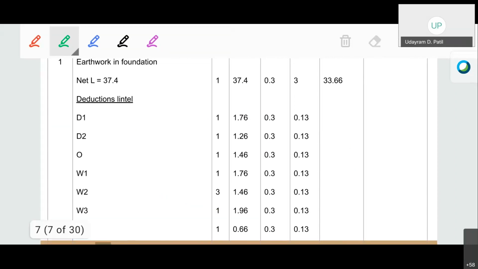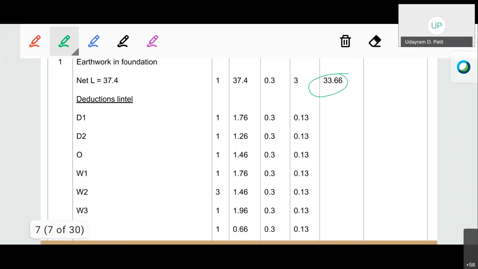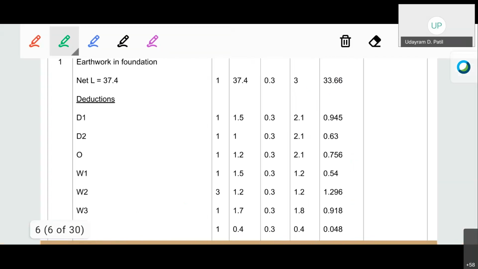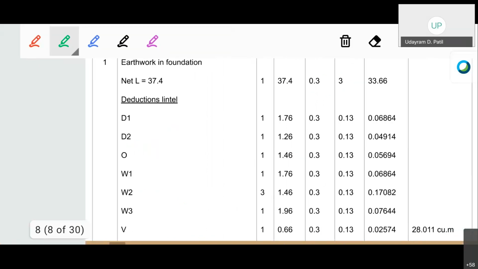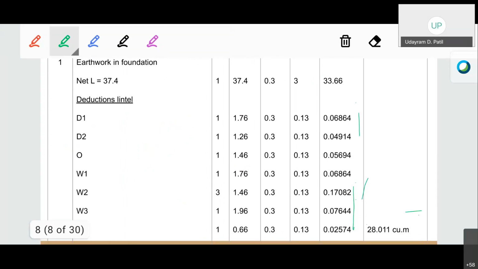From the particular deductions that come, again deduct from the net value. Deduct the deductions for the opening as well as the deduction for the lintel. Okay, and calculate the net quantity of the brickwork. Cross verify this value, the net quantity of the brickwork.